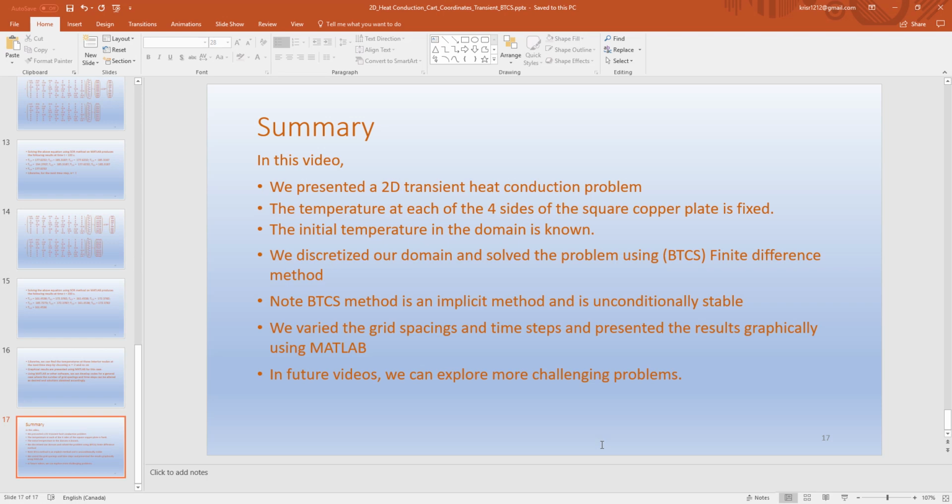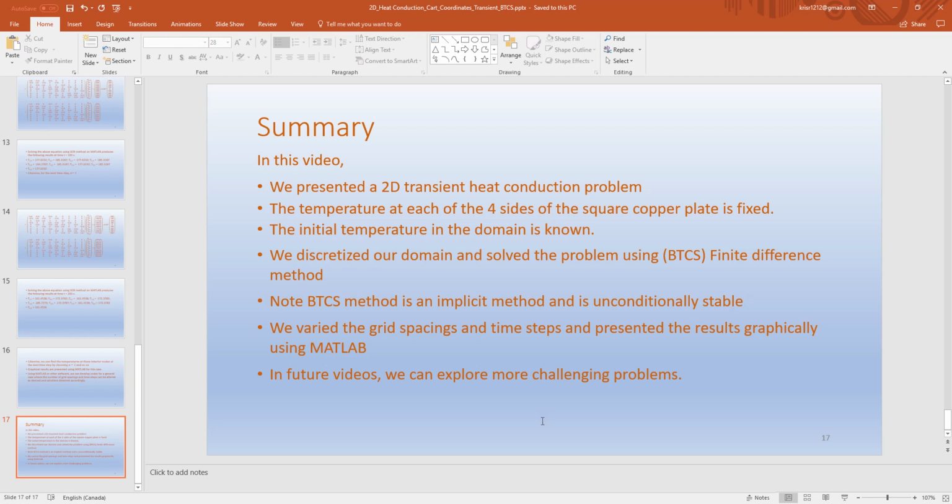To summarize, in this video we presented a 2D transient heat conduction problem. The temperature at each of the 4 sides of the square copper plate is fixed. The initial temperature in the domain is known. We discretized our domain and solved the problem using the backward time centered space, or BTCS, finite difference method. Note that the BTCS method is an implicit method and is unconditionally stable. We still need to maintain a smaller time step and diffusion number for accuracy purposes and not stability purposes.